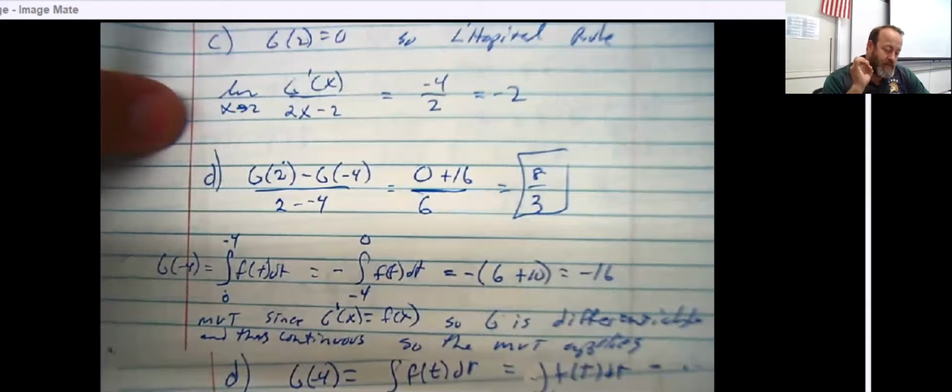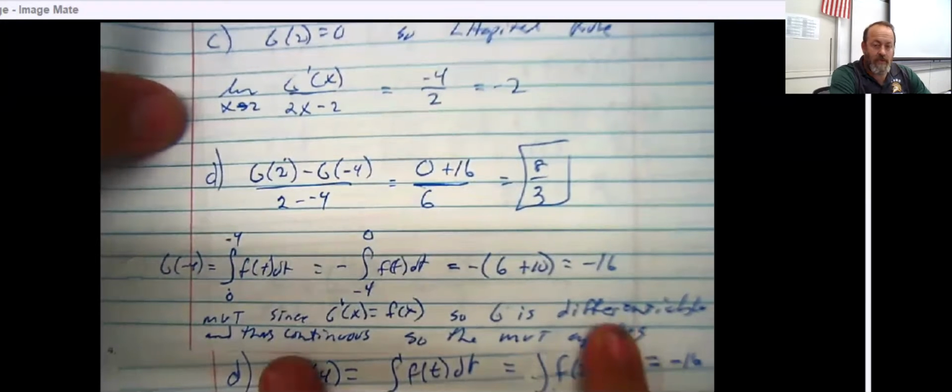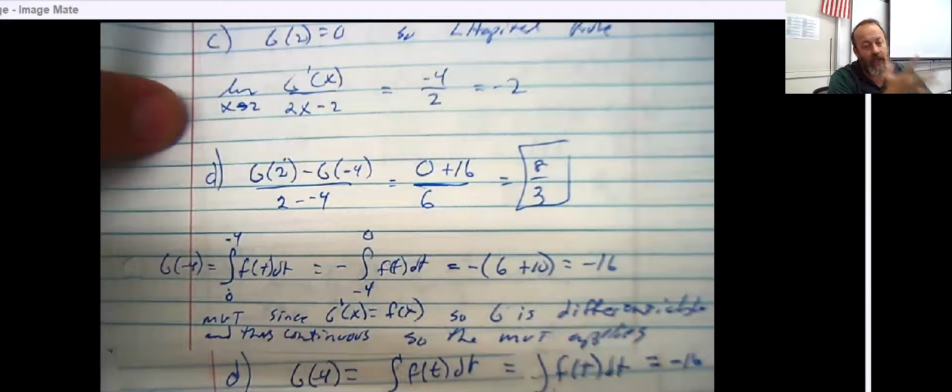And in your explanation, you actually need to specify that the mean value theorem requires these two pieces. And it is kind of silly because as soon as you have differentiability, this becomes continuous anyway, but you're supposed to say it. So anyway, that's the end of question number 4.